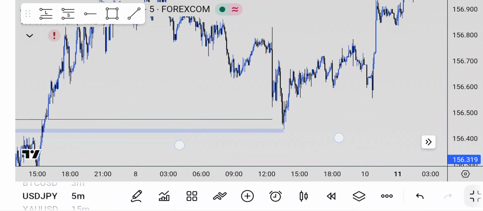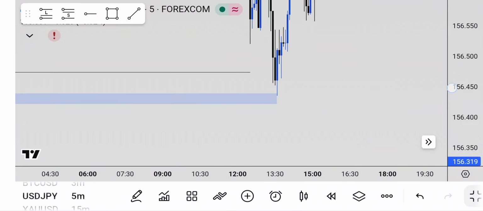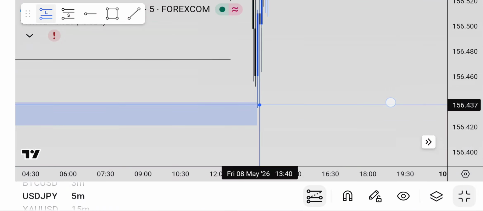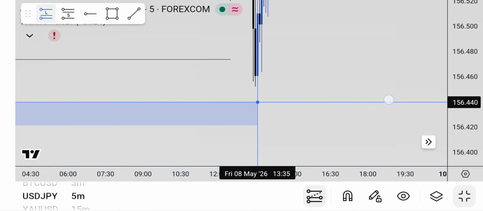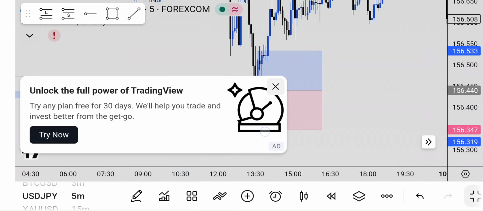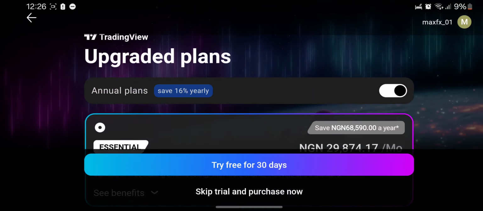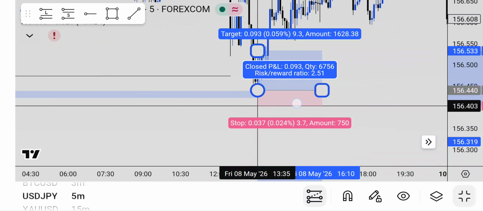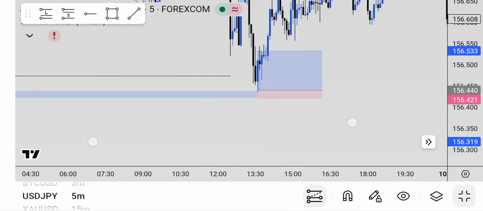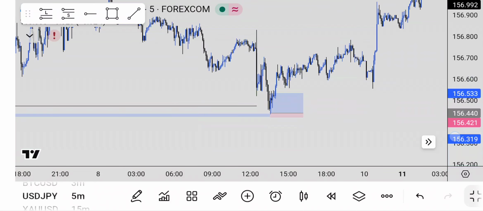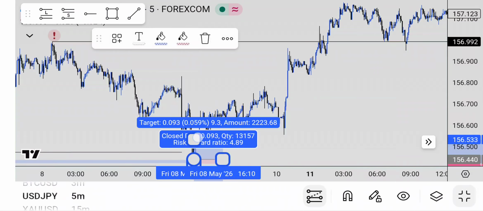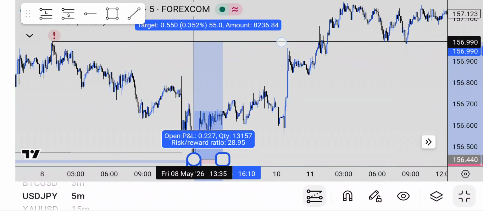You see, now I pull my buy entry. This is how I get my setups so easy. You don't have to overcomplicate things. Now I put my take profit all the way to the next zone.